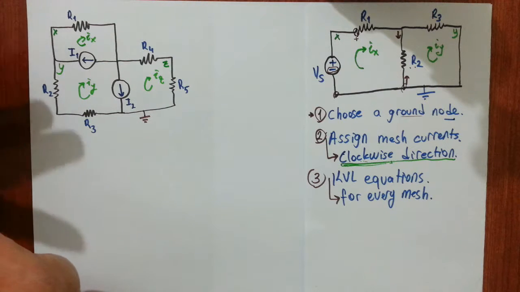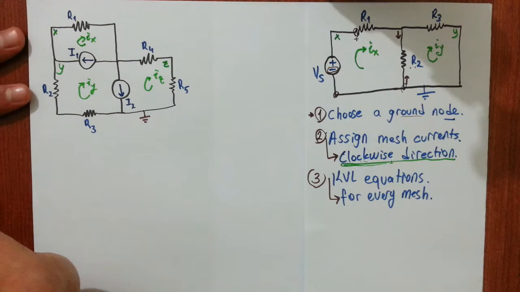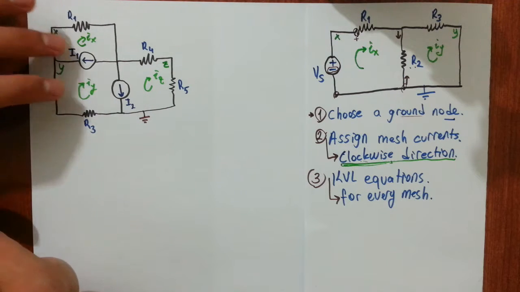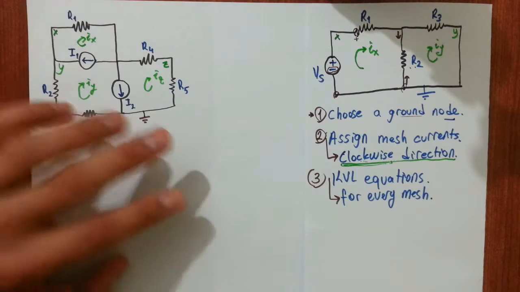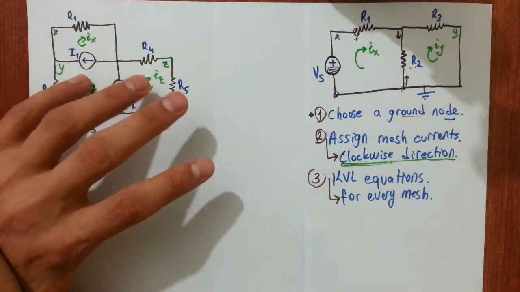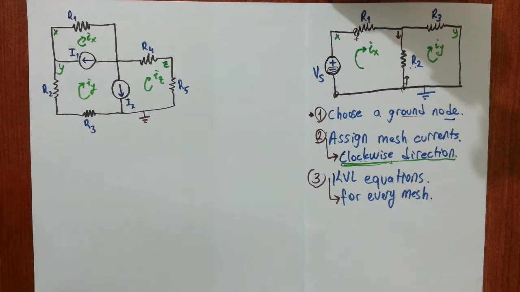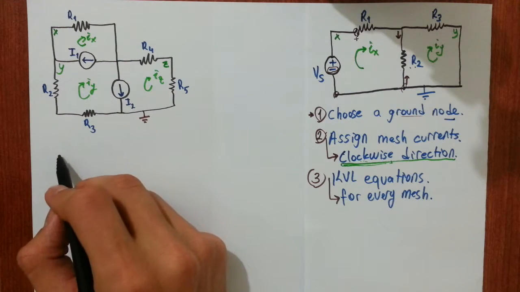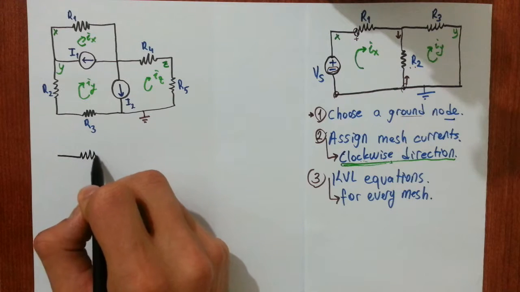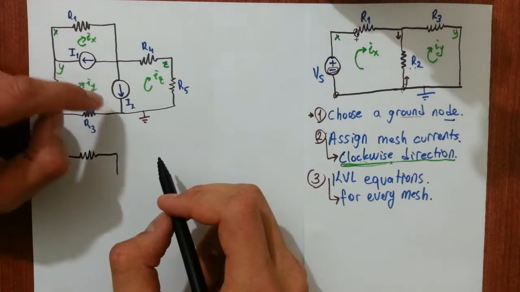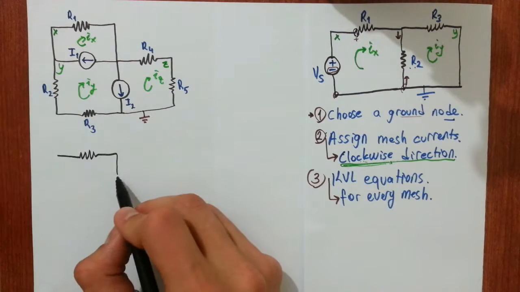So we can construct a super mesh between meshes X and Y, and we can construct a super mesh between mesh Y and mesh Z, right? So I'm now drawing you the supermesh circuit. Alright, I'm omitting current source I1 and current source I2.